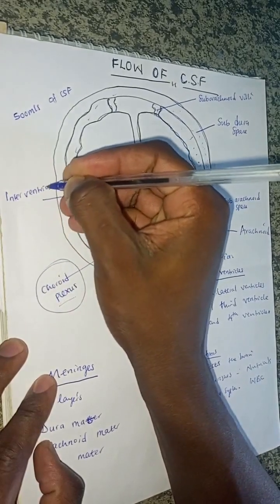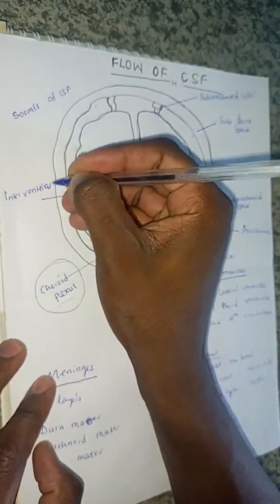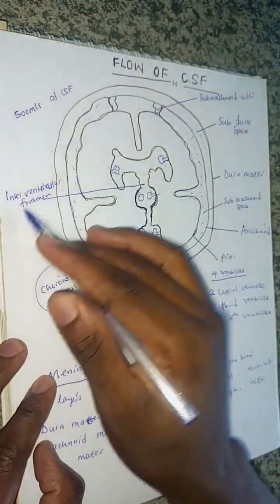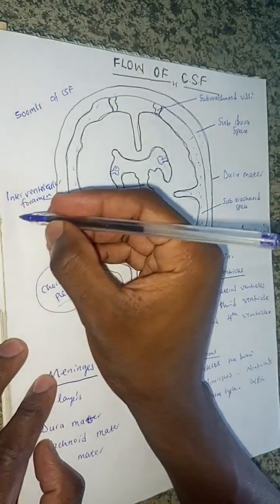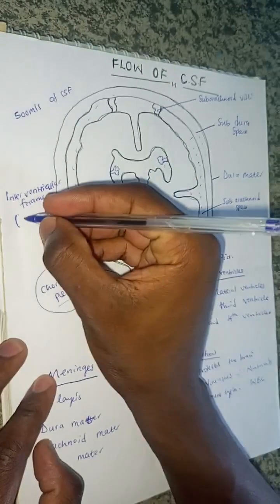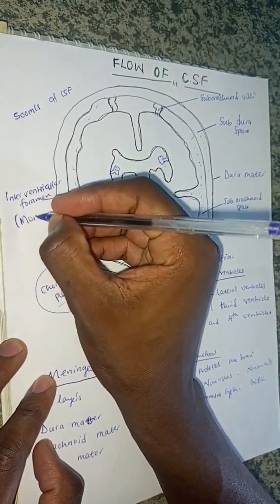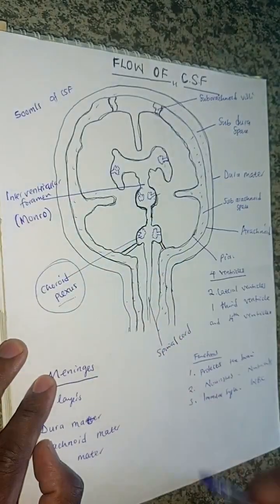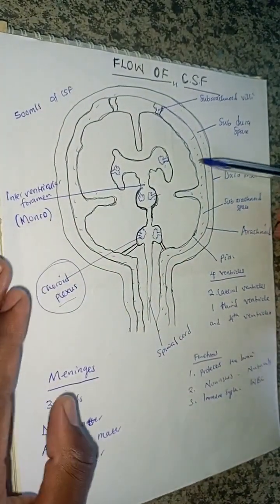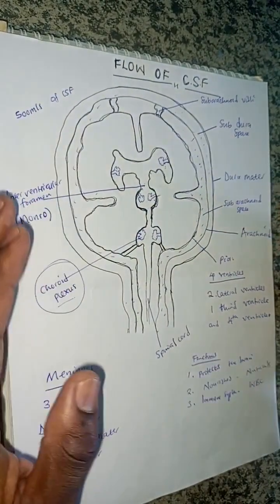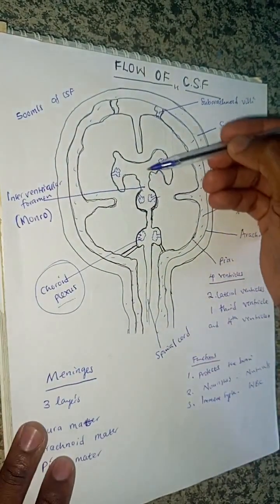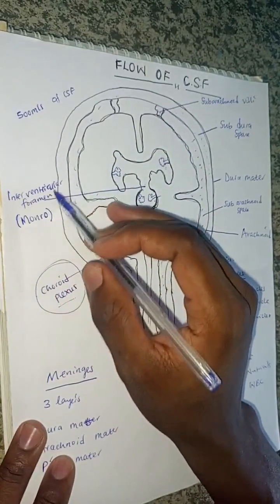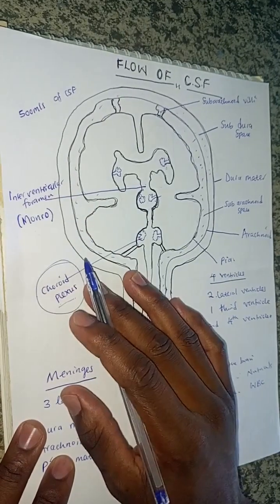interventricular foramen. Interventricular foramen. The other name is foramen of Monro. The other name is foramen of what? Monro. So once cerebrospinal fluid has been produced in the choroid plexus found in the two lateral ventricles, it flows to the third ventricle through the interventricular foramen or foramen of Monro.